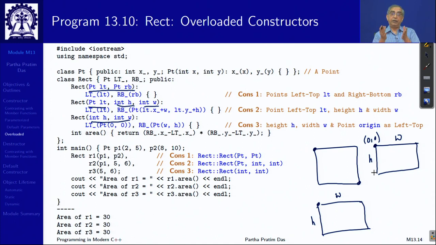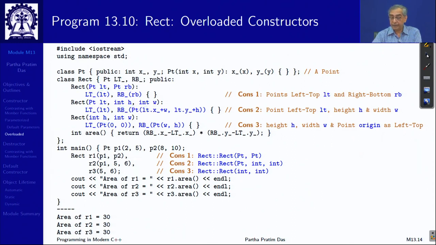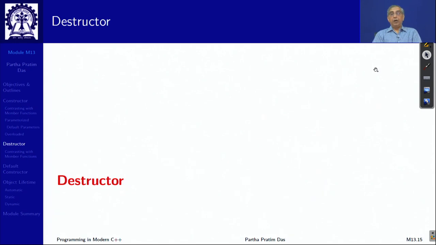I have to make sure that they are distinguishable by the number and types of parameters. That same issue of overload resolution will come in here, and here I have different invocations of these constructors for building the rectangle objects. Okay. So that is about the constructors.